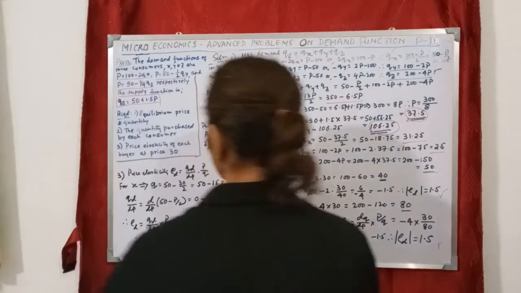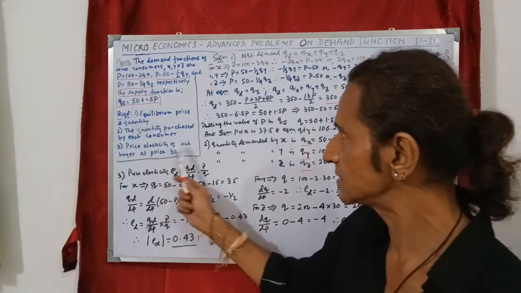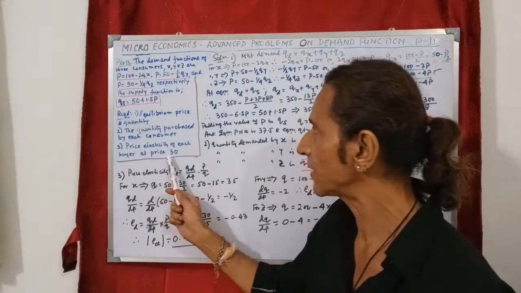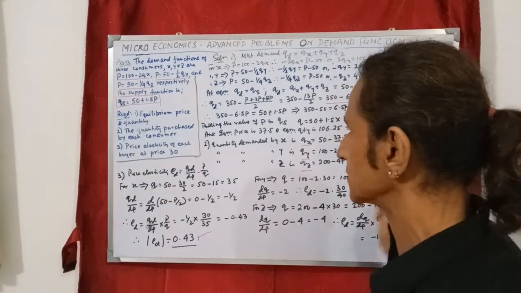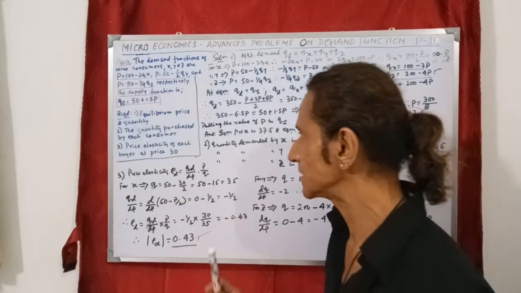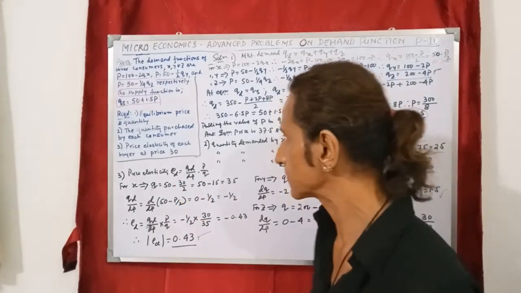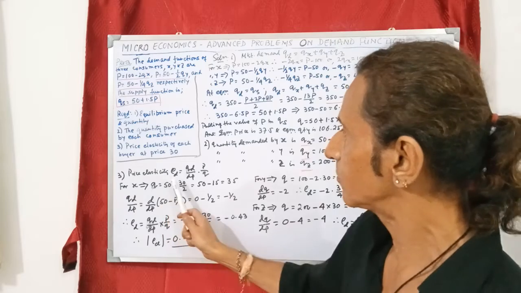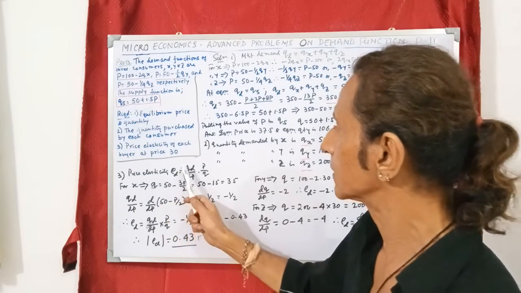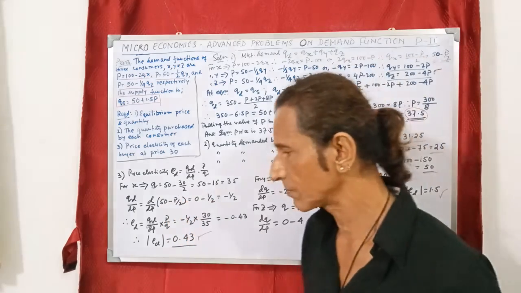In part 3 we have to find out the price elasticity of each buyer at price 30, not at market price. At price 30, what is the price elasticity of each buyer? So we know price elasticity is dQ/dP into P by Q.